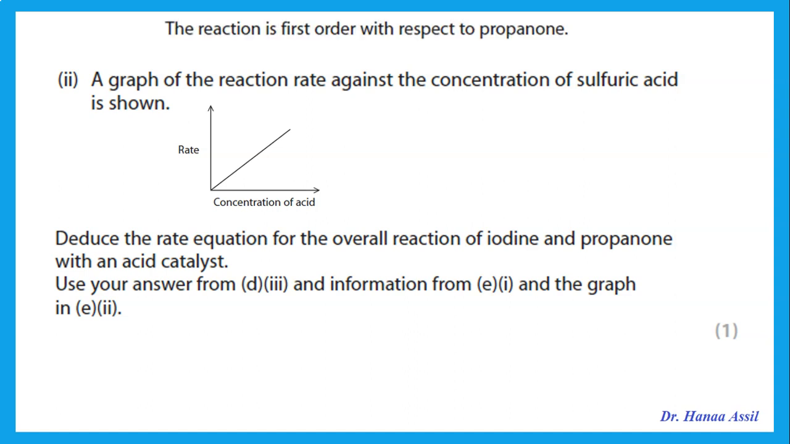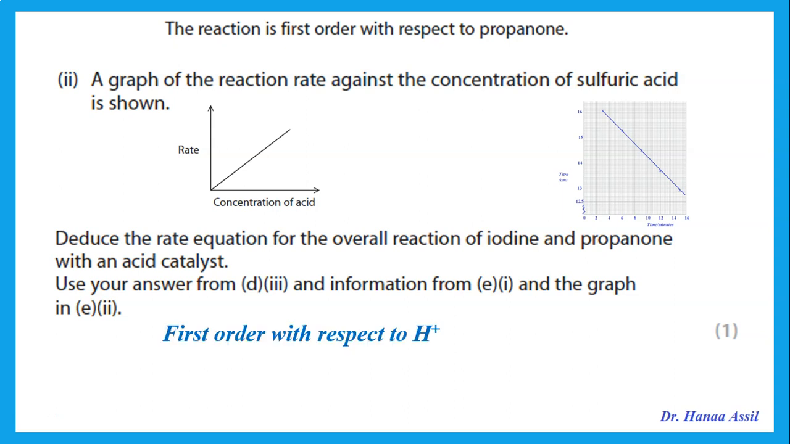We know that he says the reaction is first order with respect to propanone. And we drew the graph and we said it is zero order with respect to iodine. And the graph that I have there, what does it indicate with respect to acid? What order is it with respect to the acid? Obviously, if you have a straight line like this graph between the rate and increase in concentration of acid, that means this is first order with respect to the acid.